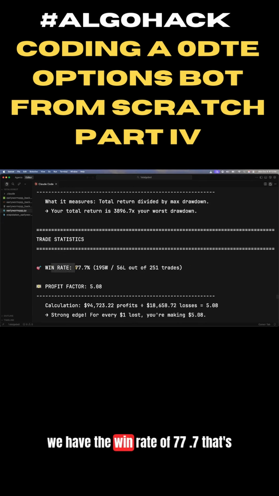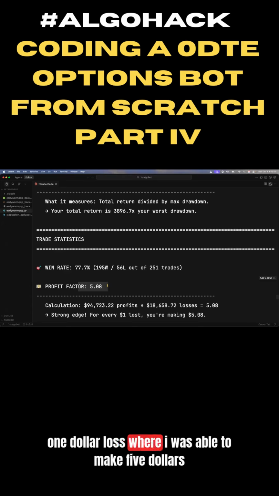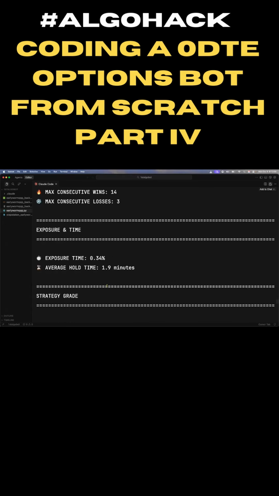So now we have the win rate of 77.7%. That's kind of cool, 777. So out of 251 trades, our strategy was able to win 195. We have a profit factor of 5.08. What does that mean? For every $1 loss, we were able to make $5. Now, as you can see, the strategy is performing well.